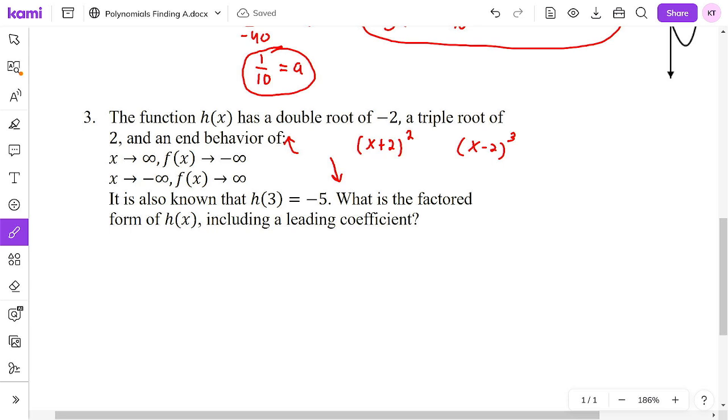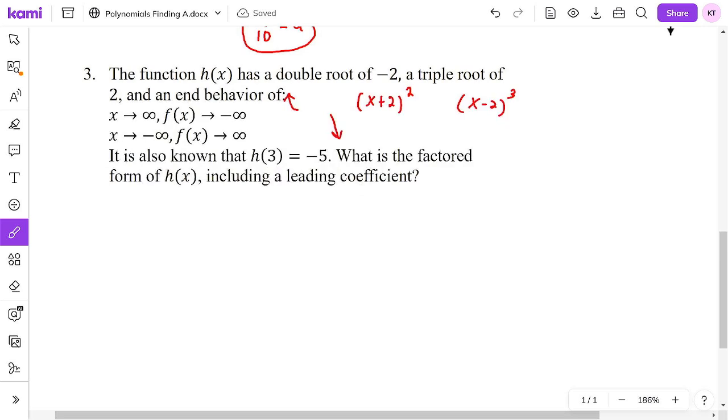So this time, just like the first question, I'm going to have to put a negative in front of my a value. So I'm just going to go ahead and set this up based off the information I just wrote down. So we will have h of x is going to be equal to -a. Again, we know that -a, that's going to be a -a based off of our end behavior. Then I will have my first factor, which is going to be x plus 2 squared. Again, that's from my double root of -2. And then my second factor of x minus 2 cubed. And that is from my triple root of a positive 2.